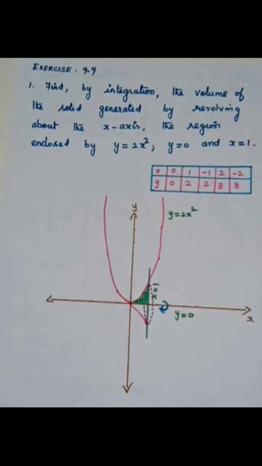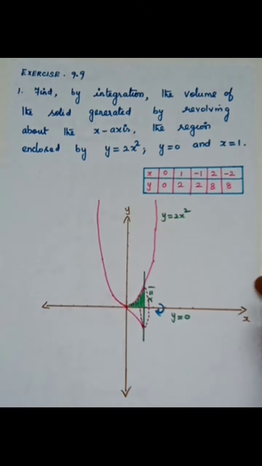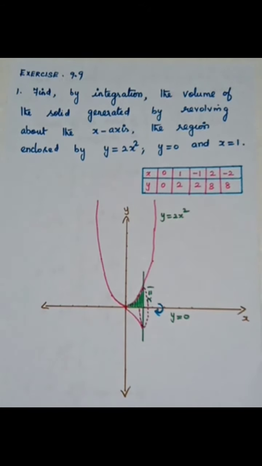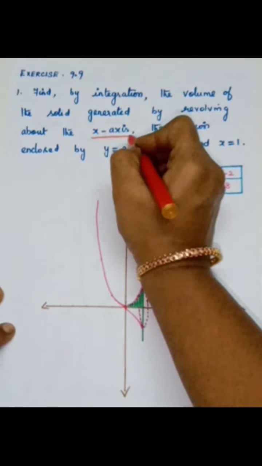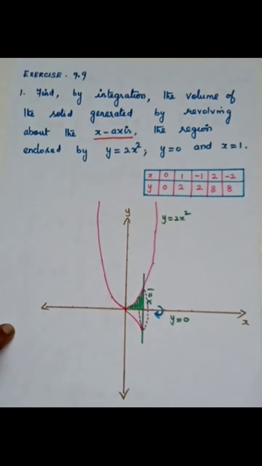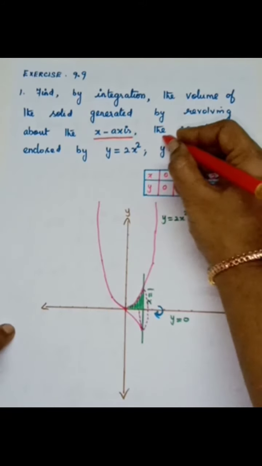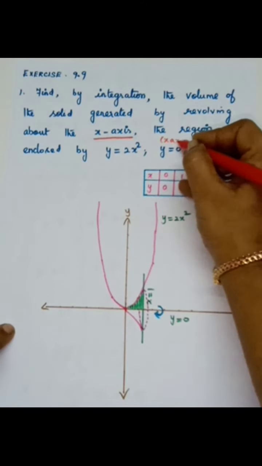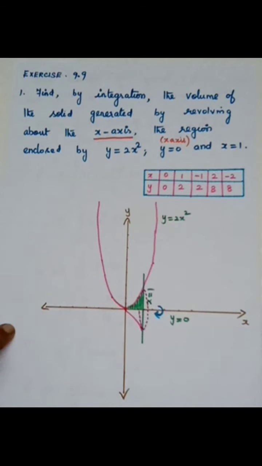See now, the first one, exercise 9.9, first problem: find by integration the volume of the solid generated by revolving about the x-axis. Which word is important? Revolving about the x-axis. This word is important. The region enclosed by y is equal to 2x squared, y is equal to 0, which is nothing but the x-axis, and x is equal to 1.